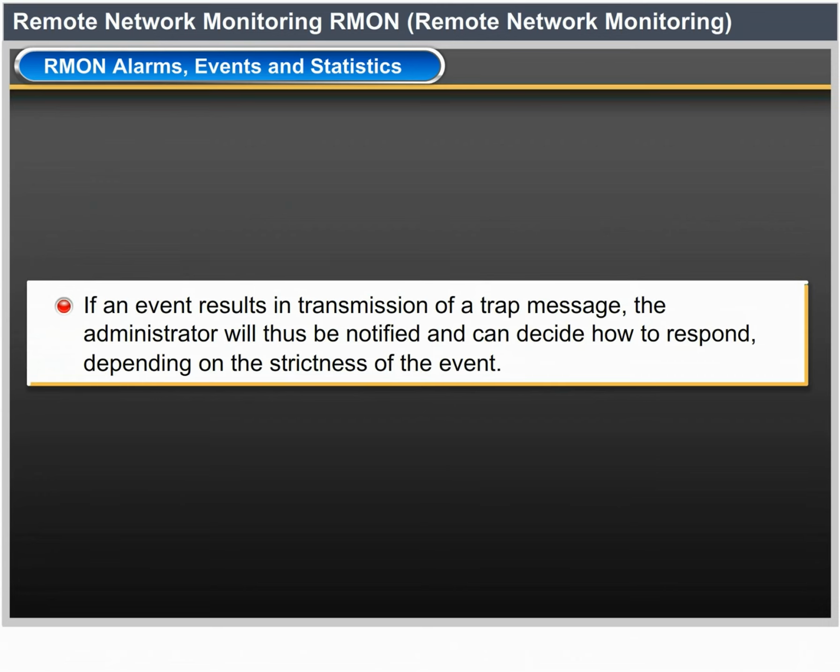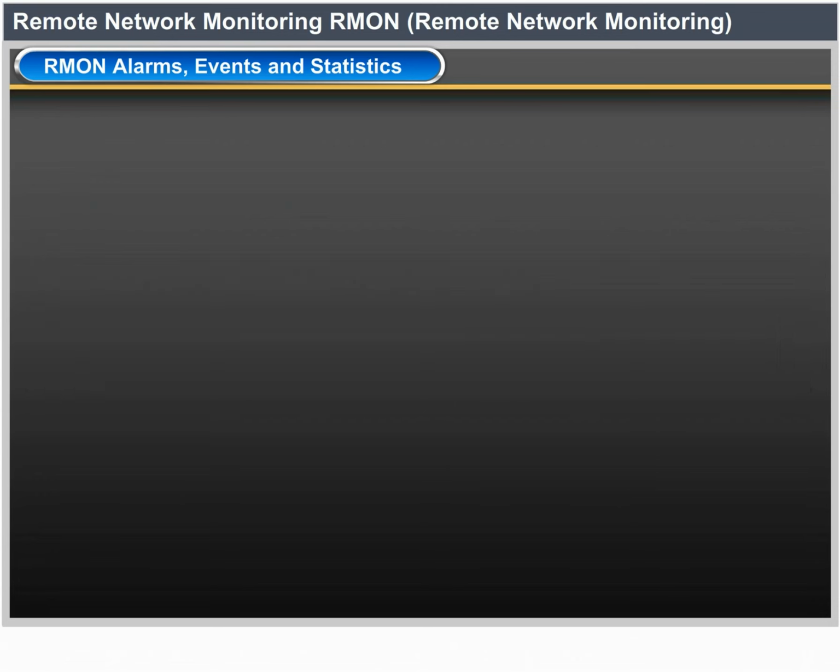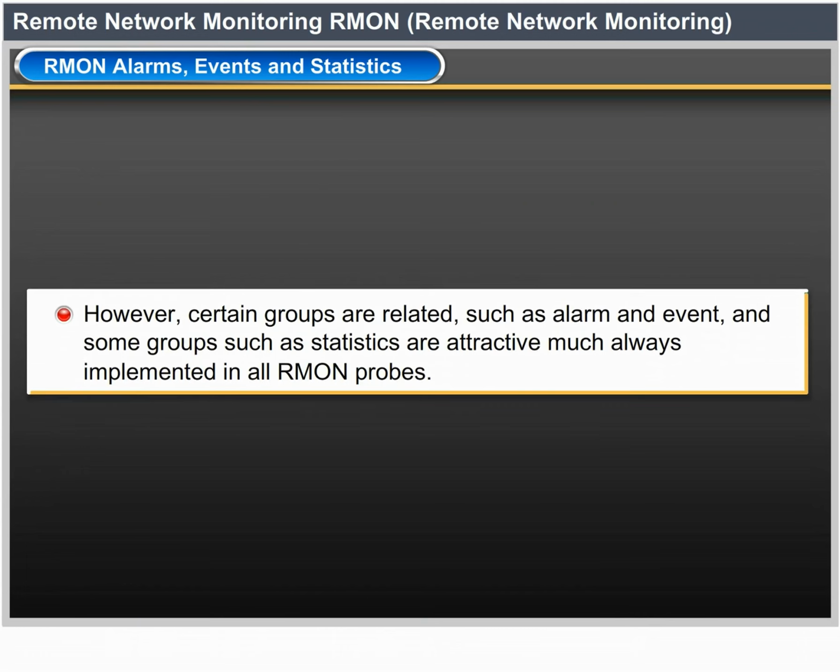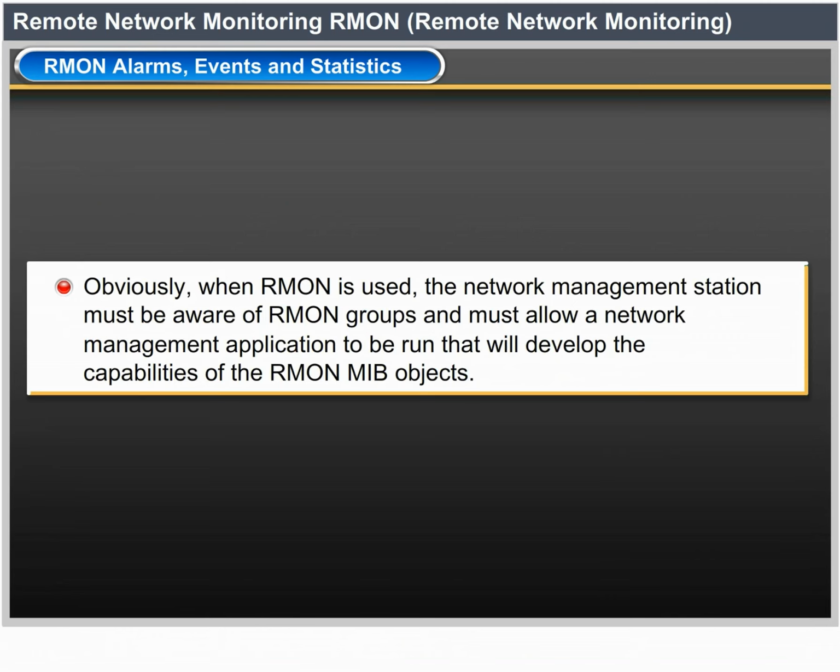However, certain groups are related, such as alarm and event, and some groups, such as statistics, are pretty much always implemented in all RMON probes. Obviously, when RMON is used, the network management station must be aware of RMON groups and must allow a network management application to be run that will exploit the capabilities of the RMON MIB objects.